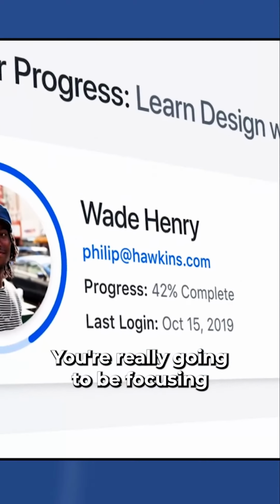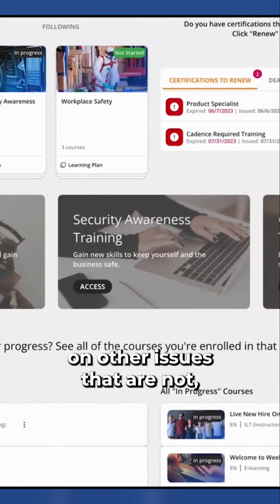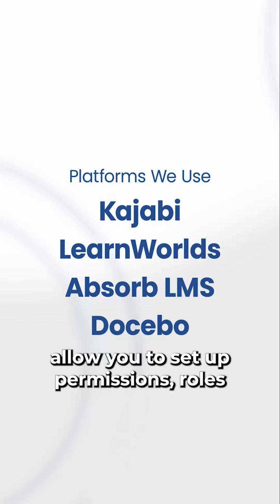You're really going to be focusing on other issues that are not ubiquitous across all platforms. Any platform that you invest in will allow you to set up permissions, roles, and that sort of thing.